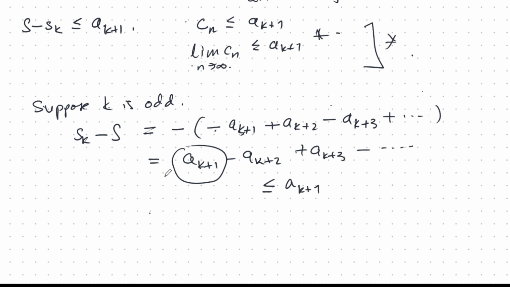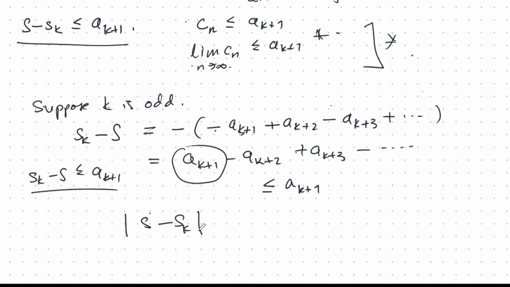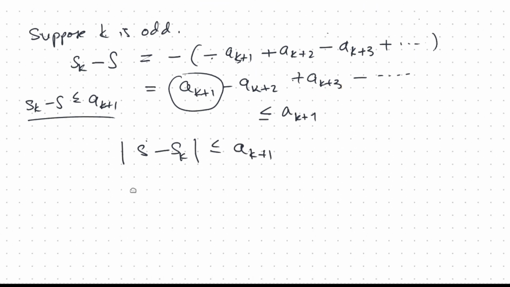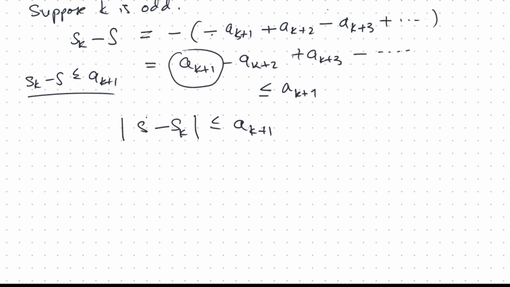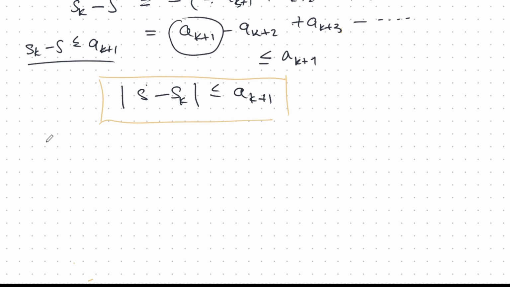So I have sk minus S less than or equal to a_{k+1}. I can combine the two, and I have the absolute value of S minus sk is less than or equal to a_{k+1}. It doesn't matter if k is even or odd now. So that's a beautiful thing, and I'd like you to play with this. I'll show you what I mean.